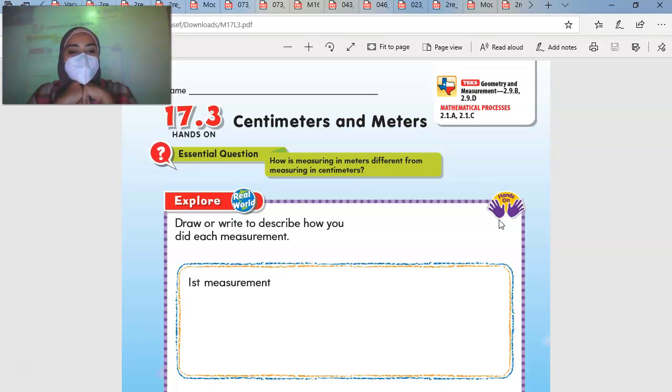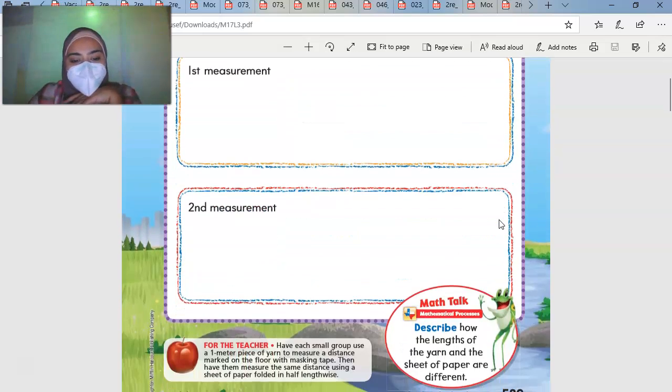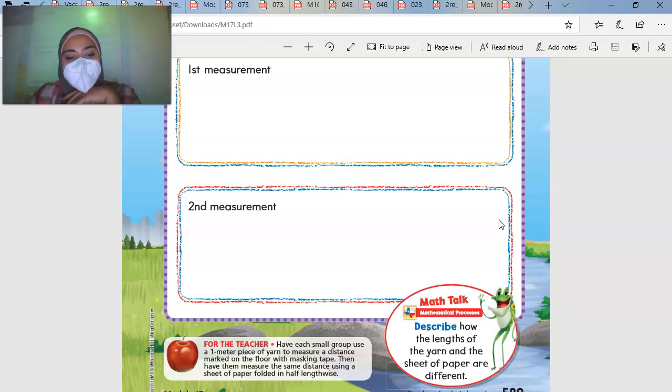It says draw or write to describe how you did each measurement. So let's read what they want us to measure. As a small group, use a 1 meter piece of yarn to measure a distance marked on the floor with masking tape, and have them measure the same distance using a sheet of paper folded in half lengthwise. Yeah, we're not doing that. Okay, so skip that.